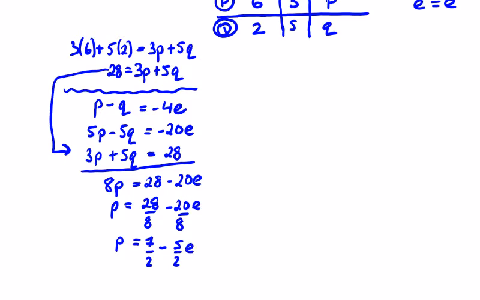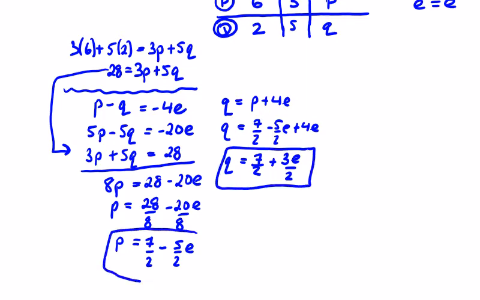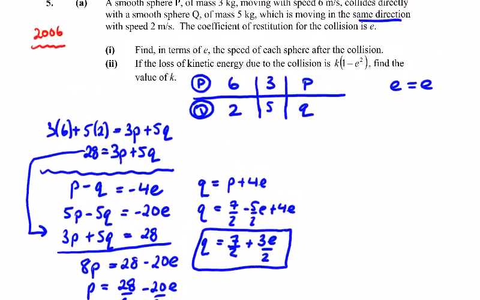That's right, just double check that. Yeah, 7 over 2 minus 5 over 2E. And then Q from up here, Q is going to be equal to P plus 4E. So Q therefore becomes 7 over 2 minus 5 over 2E plus 4E. So that's 2.5 and 4. So it's going to end up with 1.5. So Q is going to be equal to 7 over 2 plus 1.5E, which is 3E over 2. So that's P and Q, what we asked for.